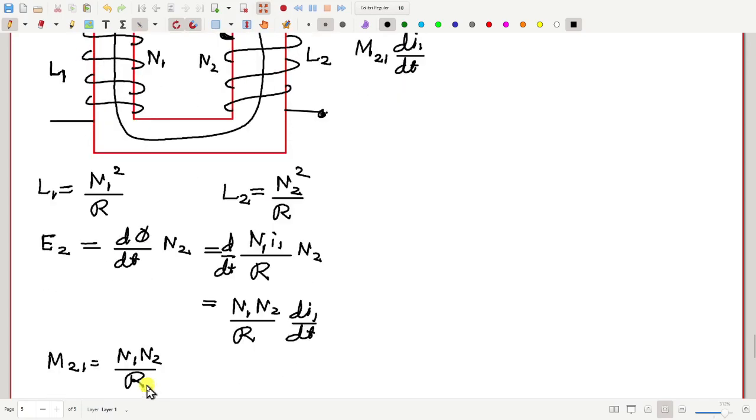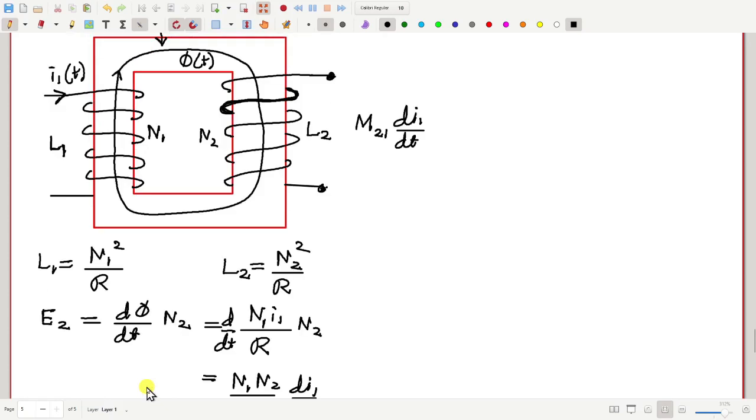Okay, in the same way, now if I assume that the first coil is open and there is some current I2 in the second coil, and I2 may be a function of time, therefore there will be some mutually induced EMF in the first coil. How much will that be? That will be M12 di2 by dt, and you can also find out the value of M12. How much will that be? Can you guess?